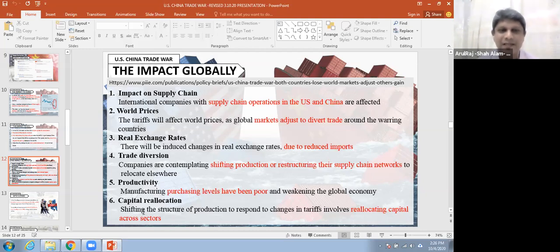Capital reallocation, shifting the structure of production to respond to changes in tariffs, involves relocation across the sector. This actually impacted every sector globally, financially and economically. We'll go to the next.